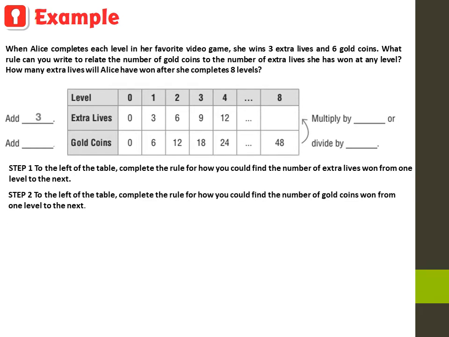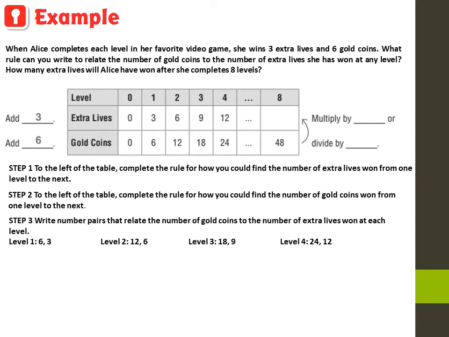Step 2. To the left of the table, complete the rule for how you could find the number of gold coins won from one level to the next. From one level to the next, Alice wins 6 more gold coins. So the rule is add 6.